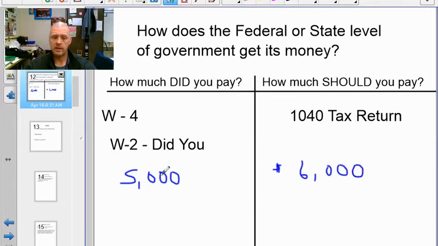Well, I should have paid 6. I did prepay 5. I still owe the government some money. I'm going to write a check for $1,000.